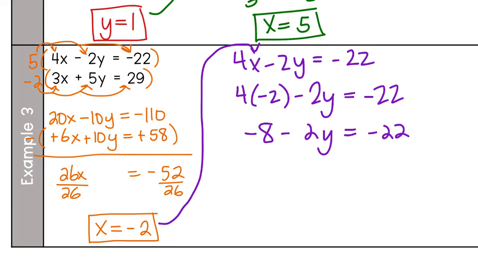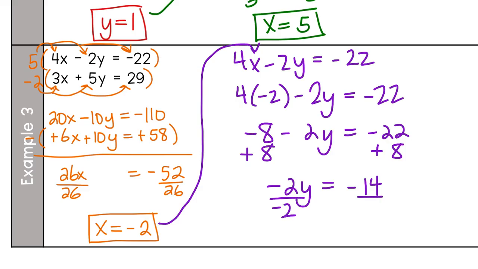Again, it's just a two-step equation from here. So what is the value of y? The first thing I would need to do is add 8 to both sides, which gives me negative 2y equals negative 14. Then divide by negative 2 on both sides. So y equals, remember that a negative divided by a negative is going to give me a positive number, so this is positive 7.